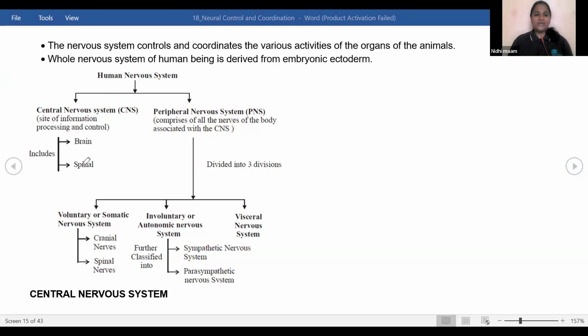Central nervous system has brain and spinal cord. Peripheral nervous system is divided into voluntary nervous system, and involuntary nervous system or autonomic nervous system, visceral nervous system. Voluntary means which are under our control, or somatic nervous system. In it, two types of nerves come: cranial and spinal nerves. In the involuntary autonomic nervous system we again get two types: sympathetic nervous system and parasympathetic nervous system. This is the flow chart of it.